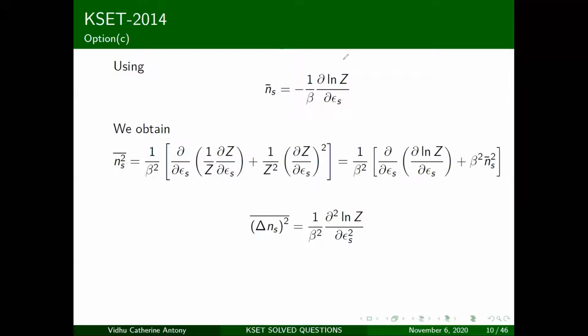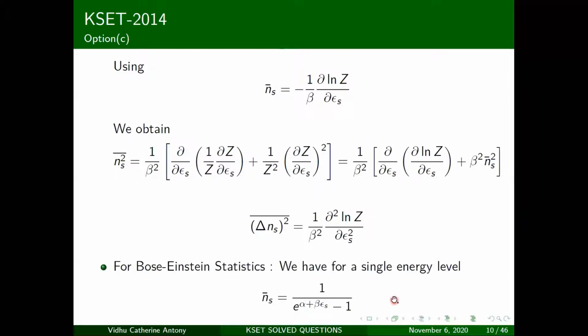So now you have to move on, and you need to calculate it specifically for Bose-Einstein statistics, and this you might have derived too. So your ns bar is equal to 1 divided by e to the power of alpha plus beta epsilon s minus 1. This is something that you might have derived, and you should remember all the Bose-Einstein, Fermi-Dirac, and Maxwell-Boltzmann ns values, the average number of particles.